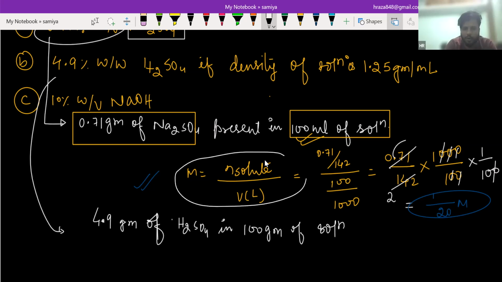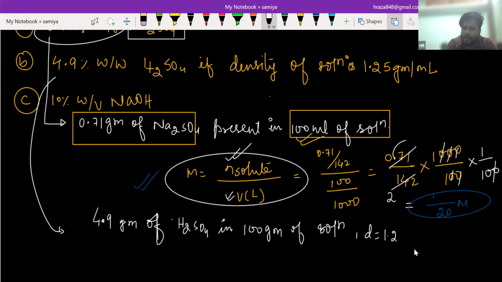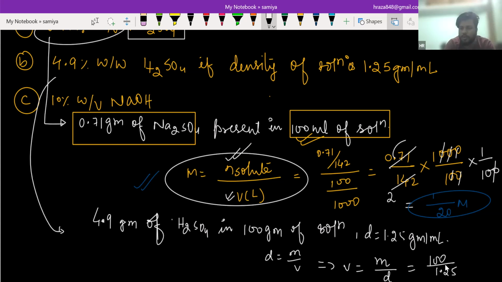Now we have this formula. The number of moles we can calculate, but volume is not given. But here is one thing, density is given, 1.25 gram per ml. Density is equal to mass upon volume, so we can calculate volume. Volume will be equal to mass upon density. Mass is 100 gram, density is 1.25. So the volume of solution will be 100 divided by 1.25, right? So it will be 80 ml, right? Yes or no?